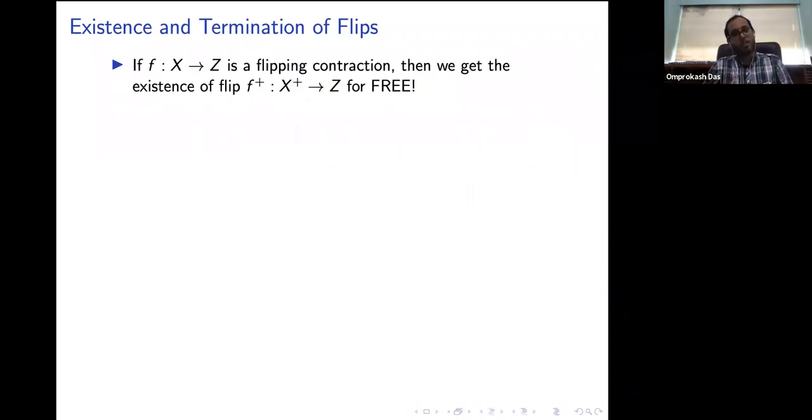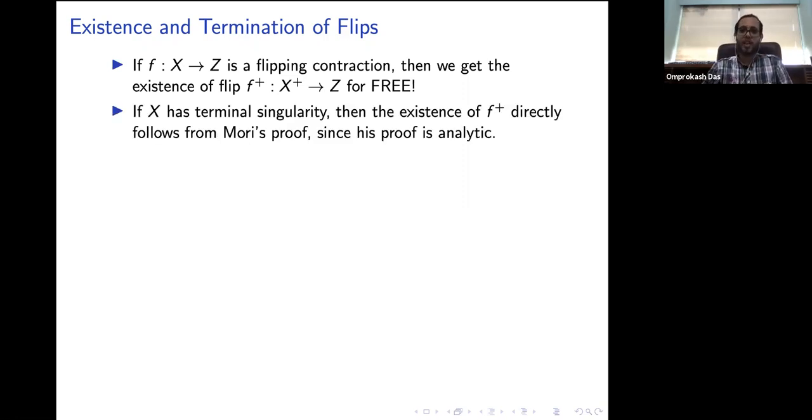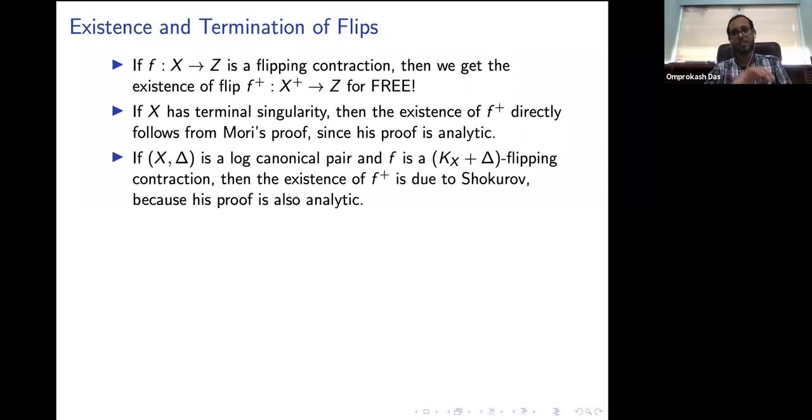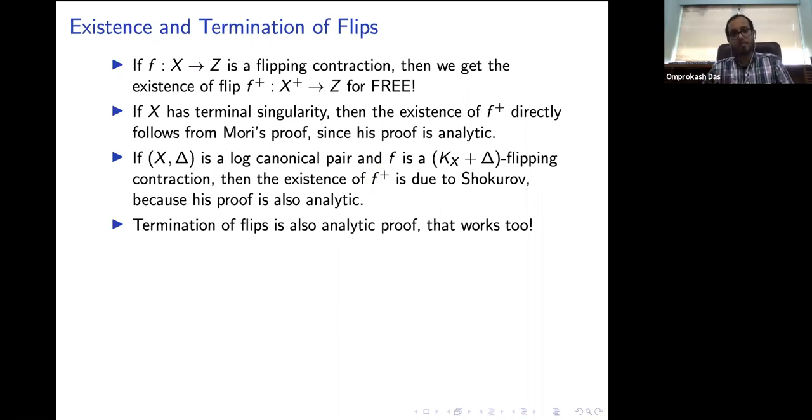If we have a flipping contraction, then the existence of flips in a three-dimensional Kahler variety is completely free. When X has terminal singularities, the existence of the flip X plus directly follows from Mori's proof, since his proof is analytic. Similarly, for a log canonical pair with a K_X plus delta flipping contraction, the flip X plus is due to Sokurov, and again his proof is analytic, so we get it for free. Termination of flips is also an analytic proof, a local proof through discrepancy and other invariants, so that works too.